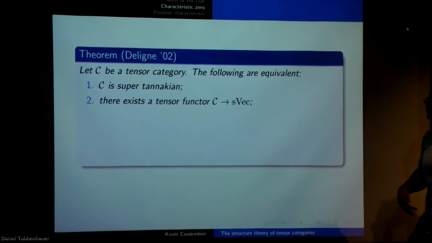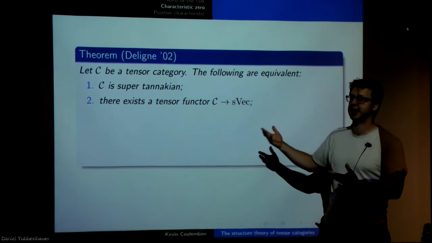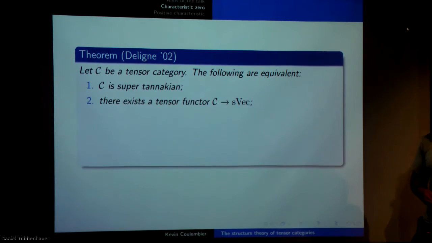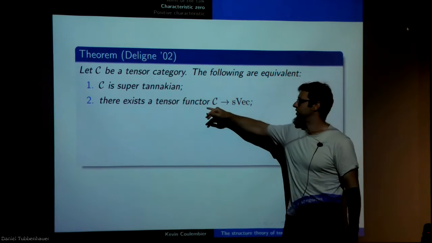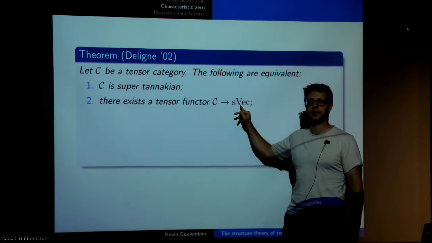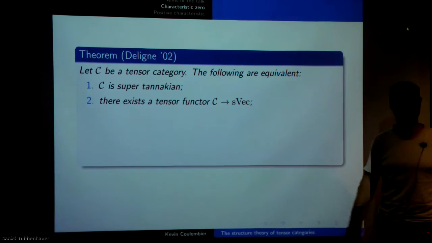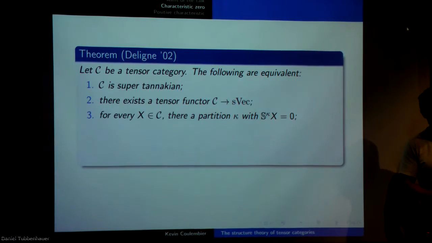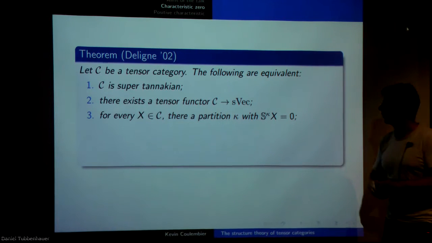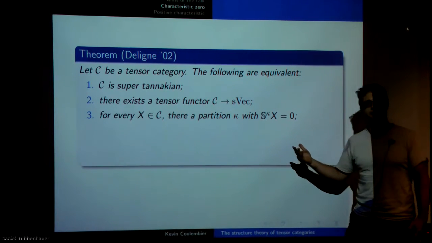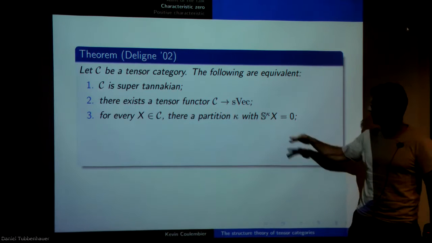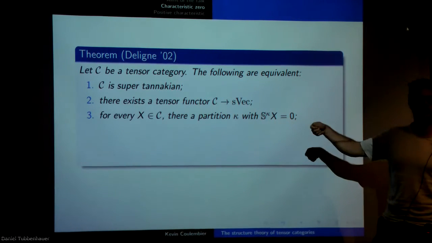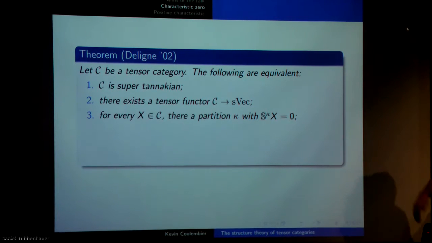But again, we can characterize super Tannakian categories. So these would be representation categories of supergroups, or equivalently those which admit a tensor functor to the category of super vector spaces. It's completely analogous. And one way to characterize them is, so the exterior power doesn't always have to vanish, neither does a symmetric power, but there is always some Schur functor which vanishes. So this is some idempotent of your symmetric group of some rank which must vanish.